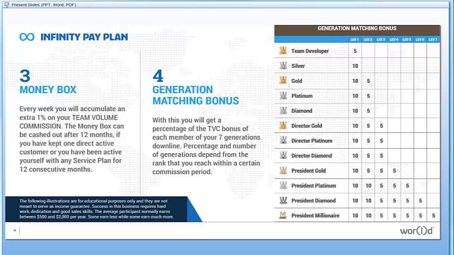If you're going to reach a certain rank, if you're going to hit gold, what do you need? You need 2,000 in volume, 2,000 on the left, 2,000 on the right. How many people is that? 2,000 divided by 200 is 10 people, okay? And that's from your team. So long as you sign one on your left, one on your right, and then if you want to be a team developer, which is important, sign 2 on your left, 2 on your right, that's 4. Now the ranks start appearing.